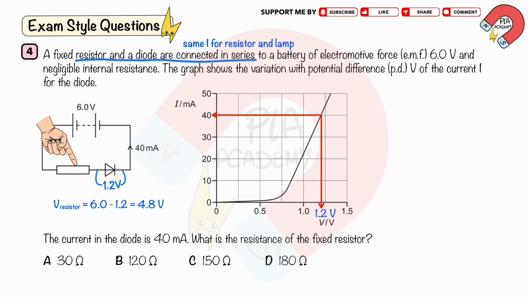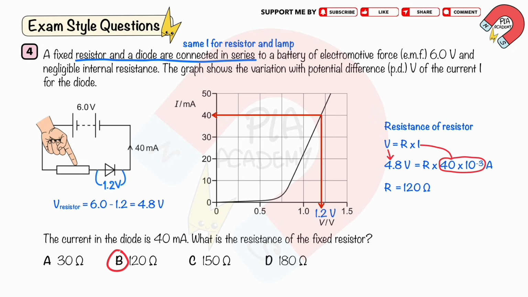Using the equation V equals R times I, to calculate the resistance of the resistor. Substituting V equals 4.8 volts, I equals 40 times 10 to the power negative 3 amperes. We get the resistance of the resistor equals 120 ohms.